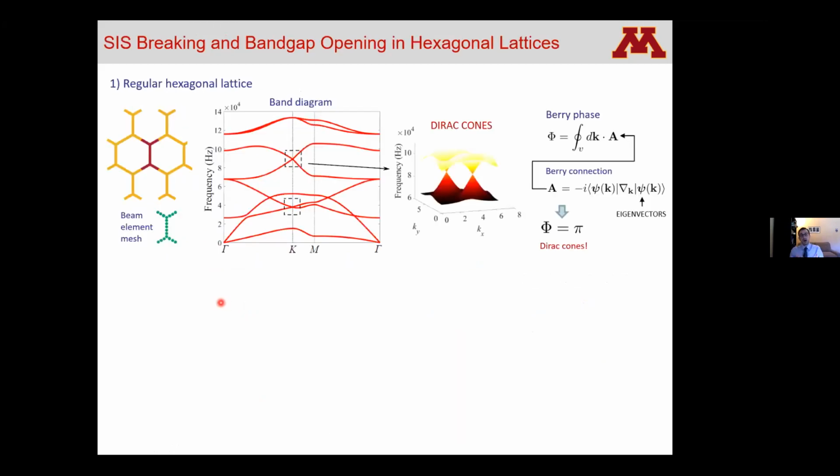Okay, so these are the recipes of our approach. We start from a regular honeycomb, which has this unit cell. Okay? And this is our unit cell. And this is the band diagram. The band diagram of the regular honeycomb is pretty straightforward. Nothing particularly remarkable to report, except that you see I have this interesting point that I put in a box, which is known as a Dirac cone.